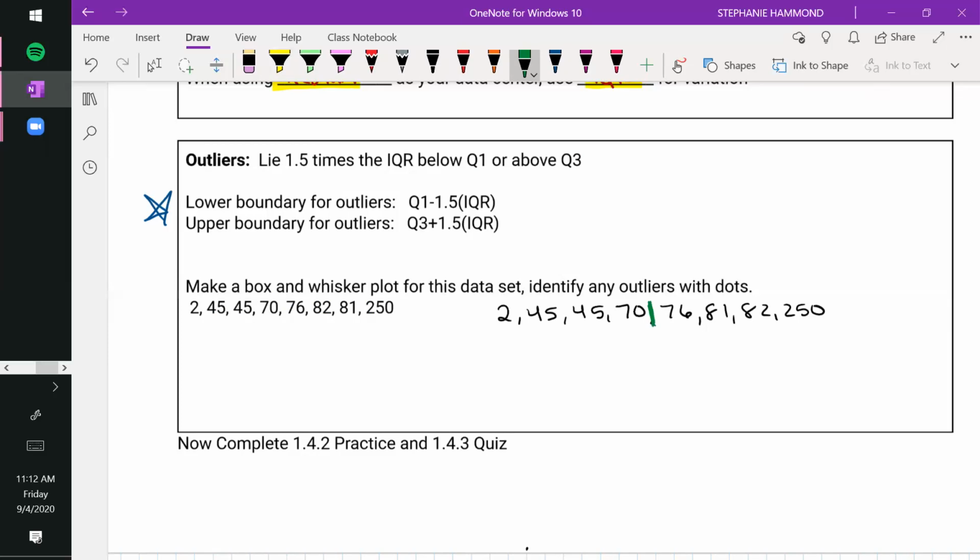And then looking at the lower half, the first quartile would be between 45 and 45. So Q1 is equal to 45. And my third quartile will be between 81 and 82, which is 81.5. If I subtract those two from each other, I can get my IQR: 81.5 minus 45 is 36.5. Now I have all the numbers that I need to find my boundaries for my outliers.